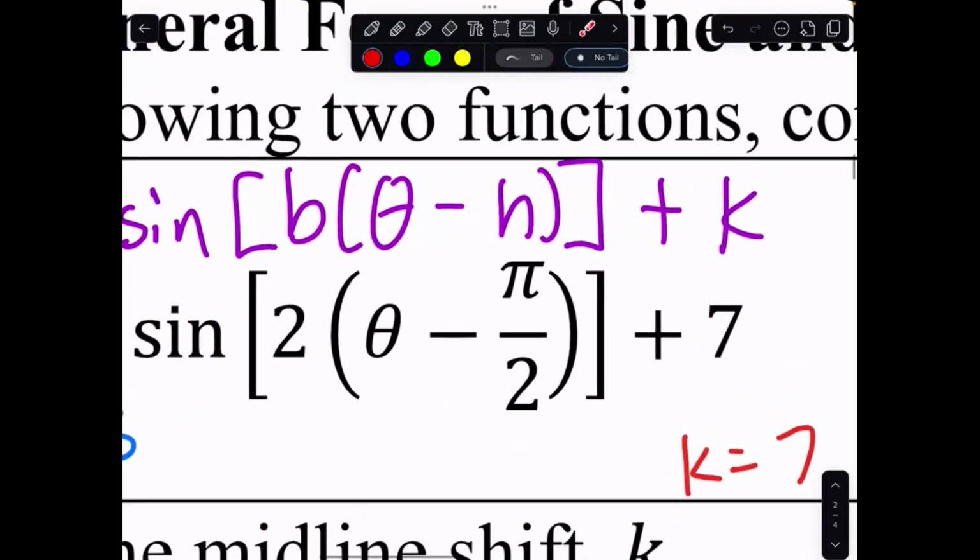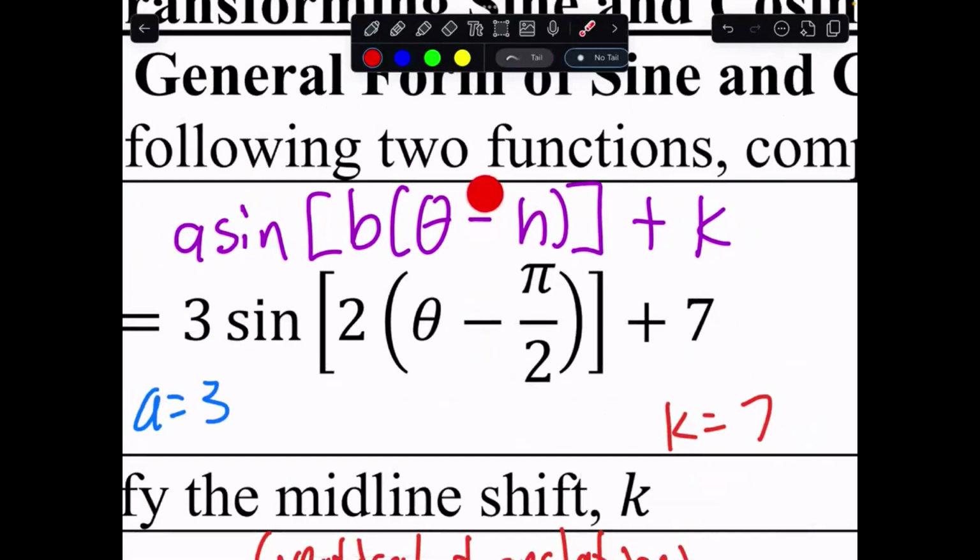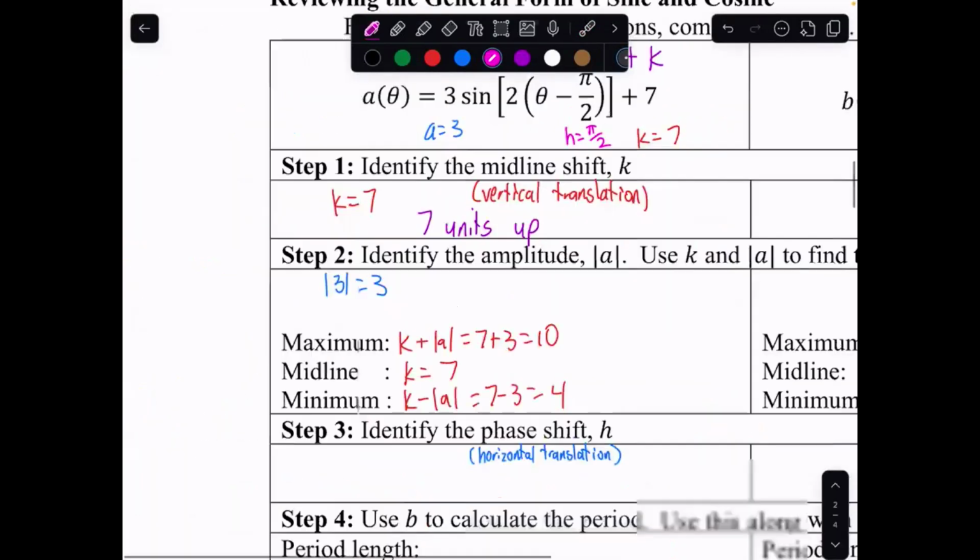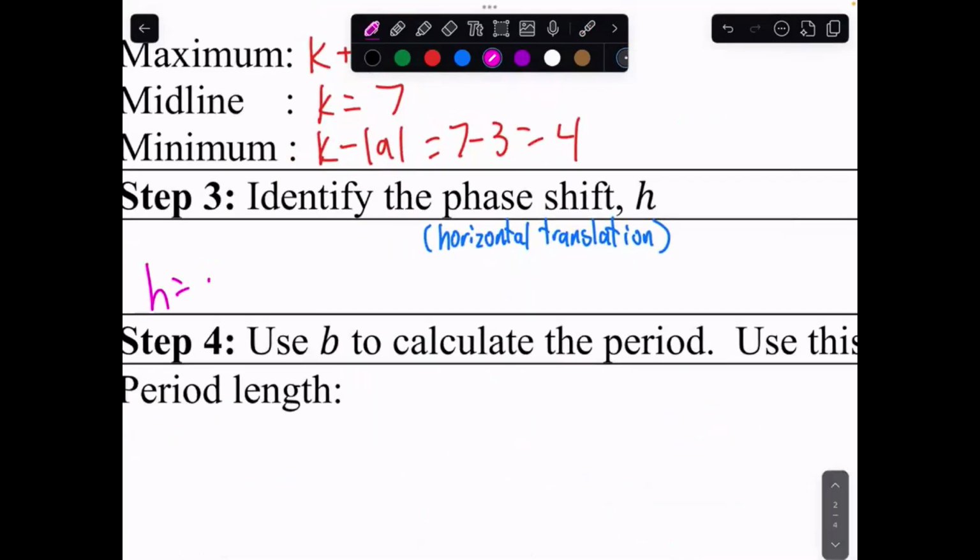Looking back up here, this is the one that people typically get wrong because you have to recognize that the minus sign is part of the formula. So h is not -2 or negative pi over 2. The minus sign is already there. H is the thing after it. So h is positive pi over 2.